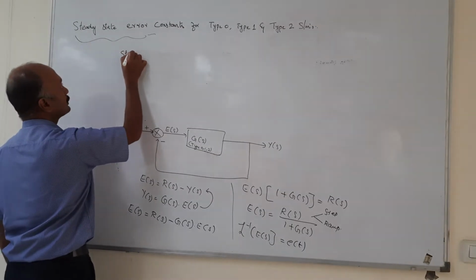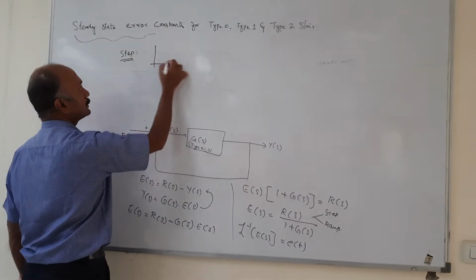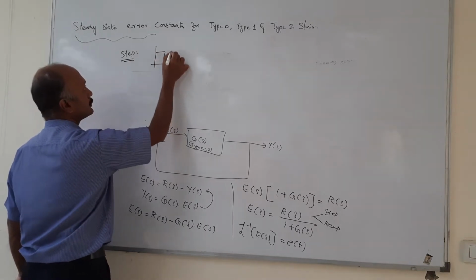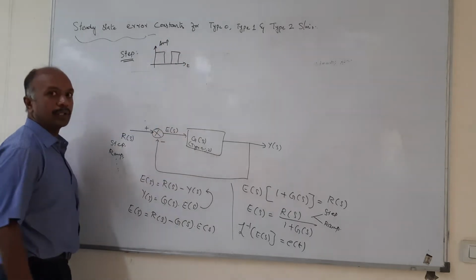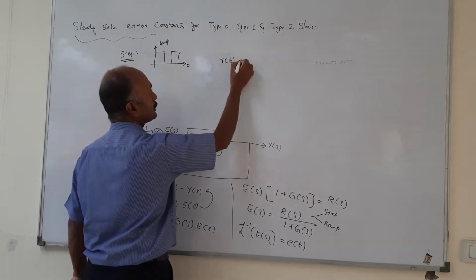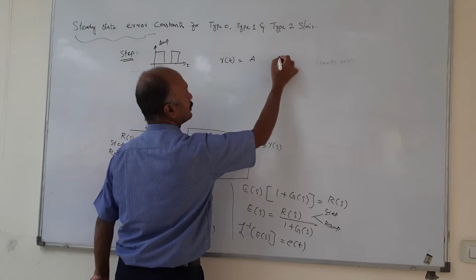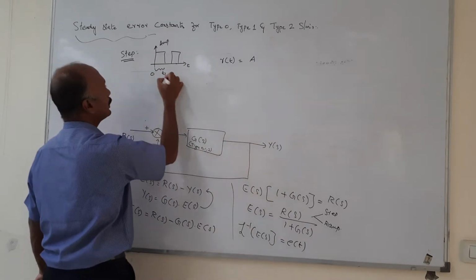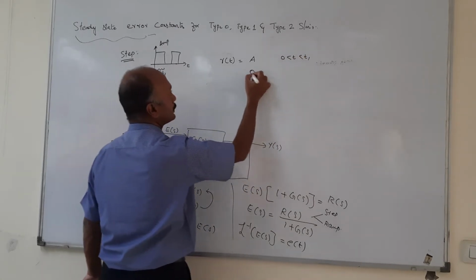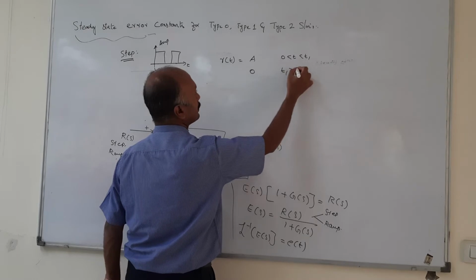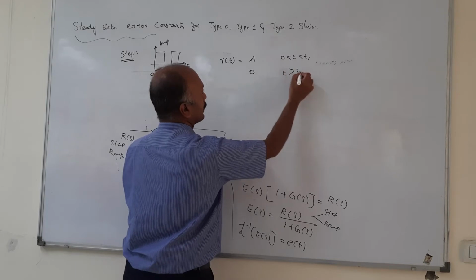First let us consider step input. How do you define a step input? Step input is, where this is the amplitude part and this is the time domain. How do you represent it? Your R of t is equal to A in this particular period of time. So let us assume this is 0 to t1. So between 0 less than t less than t1 and t greater than t1.